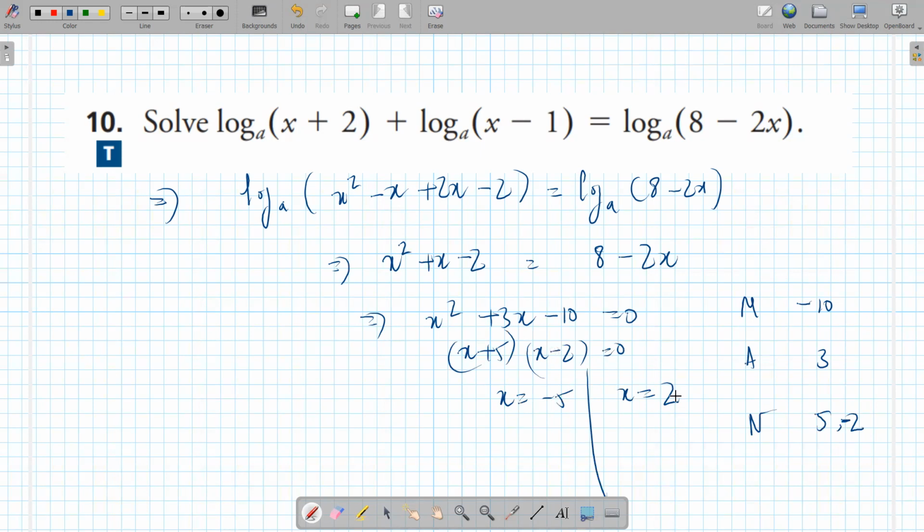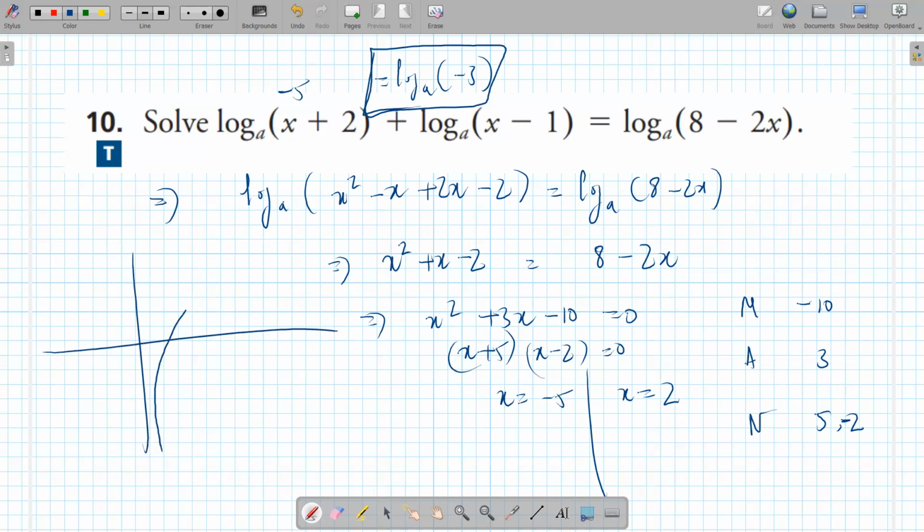No. x cannot be negative 5, and here's why. Because if x was negative 5 here, you would get log base a of negative 3, right? This is not possible. You cannot have a negative in there, because whatever the base is, it'll never be negative. So that is simply not possible.